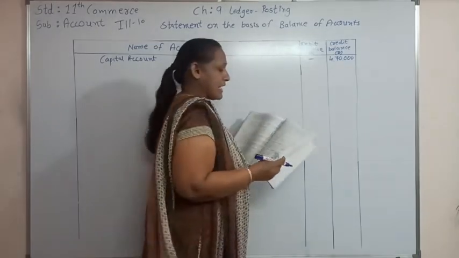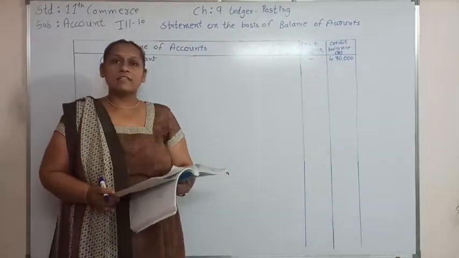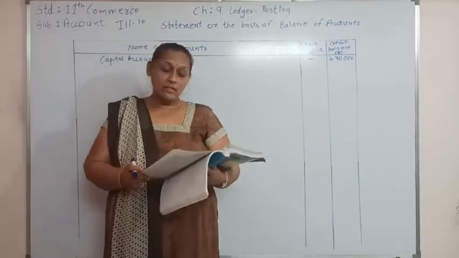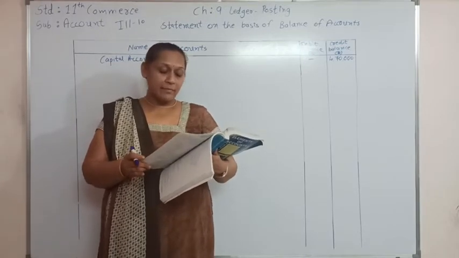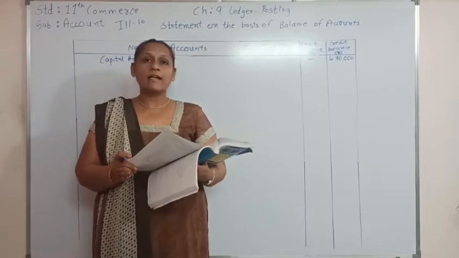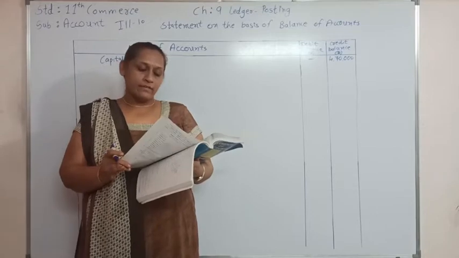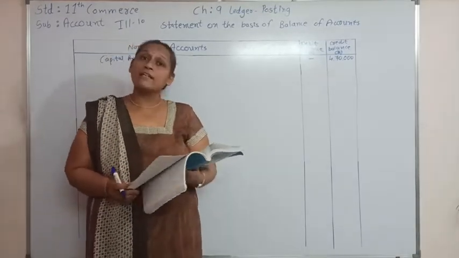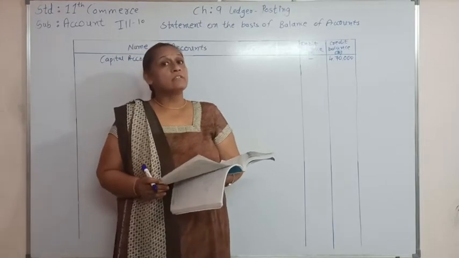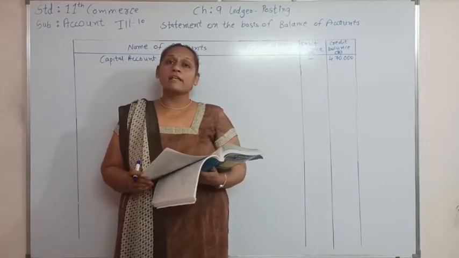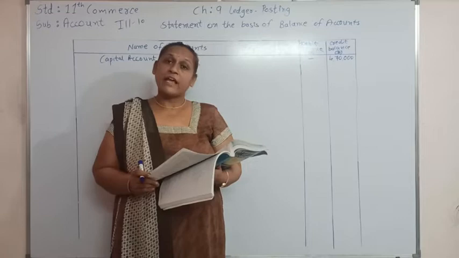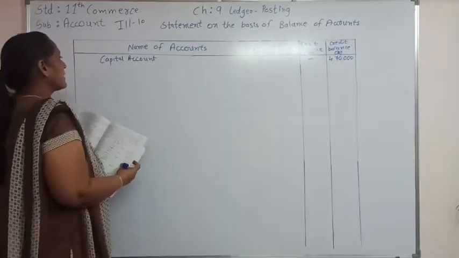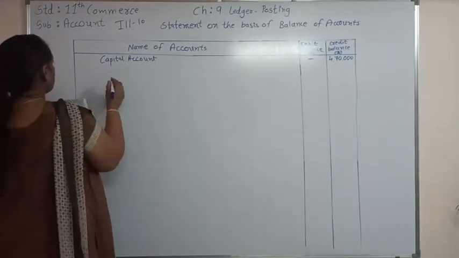Again, the second account is the building account, and in the building account we can see that the debit side total is 4,20,000. That is why the debit side total is more and it is called the debit balance. So let's write the second account. It is a building account.